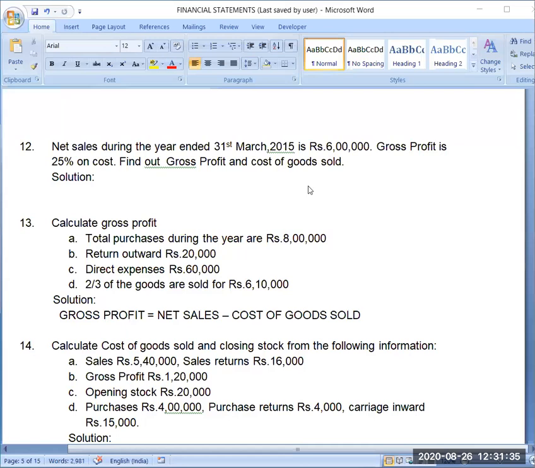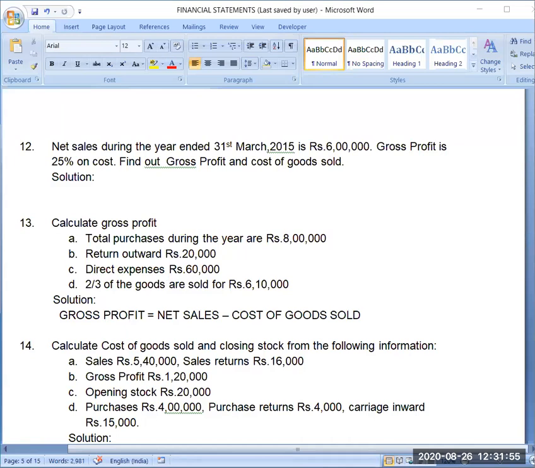Okay, so we were solving this question. Question number 13 we were solving. And I asked you at that time what is the amount of sales. Many of you were not able to identify the amount of sales given in the question.